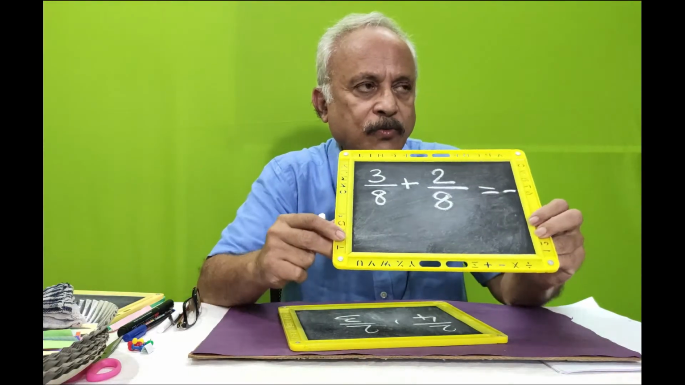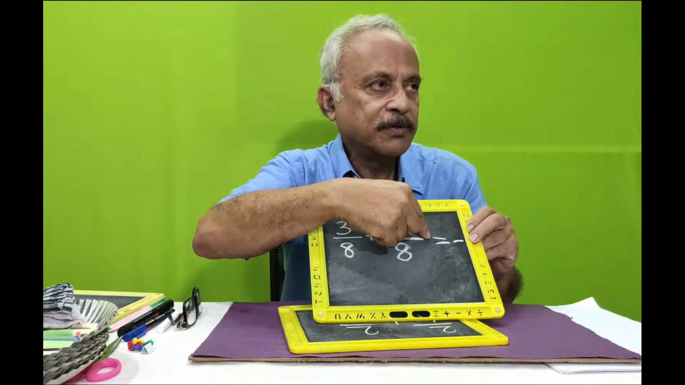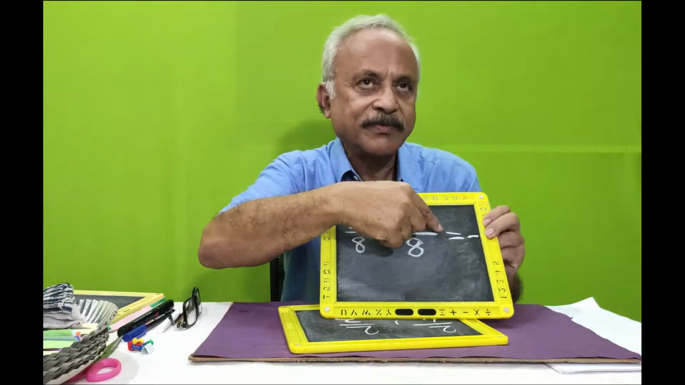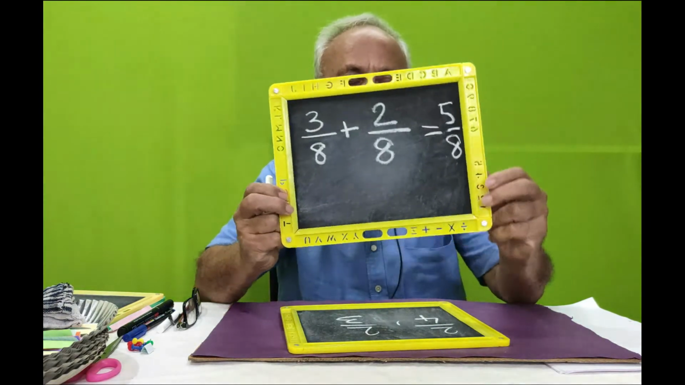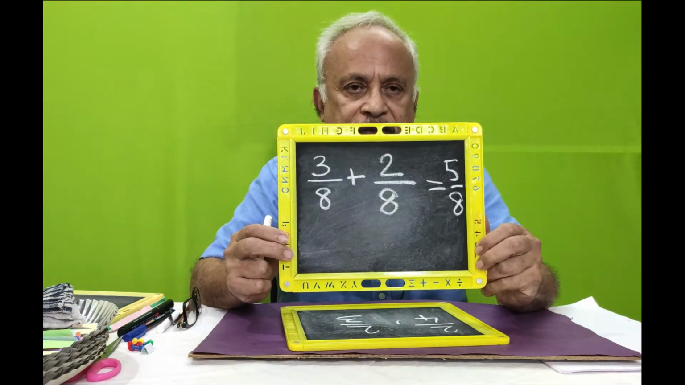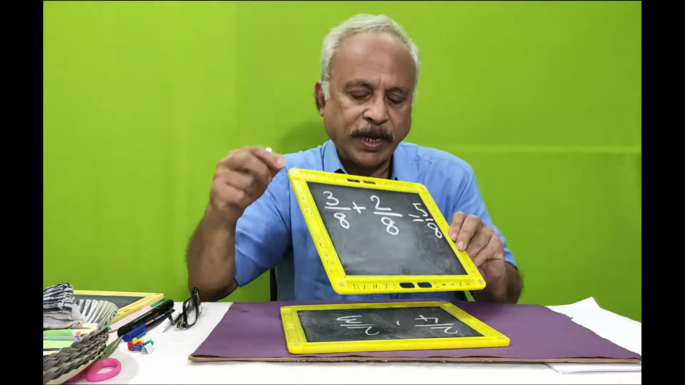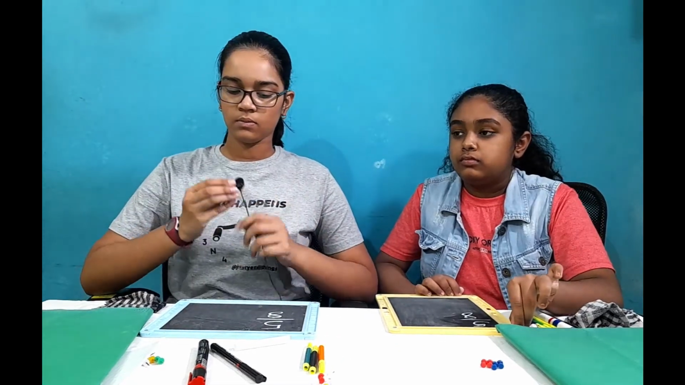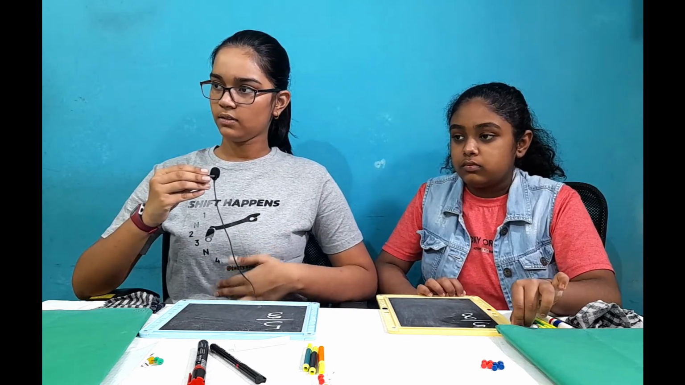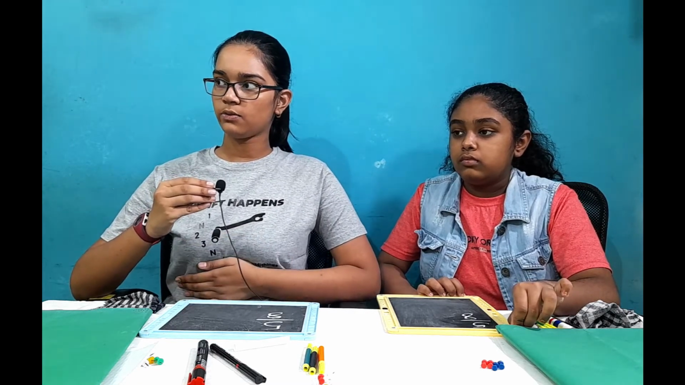So what should I write here? 3 by 8 plus 2 by 8 is equal to 5 by 8. 5 by 8. Okay. 3 by 8 plus 2 by 8 is equal to 5 by 8. So Nandita, can you tell me where did I get this 5 from? 1 upon 8 plus 1 upon 8 plus 1 upon 8 is 3 upon 8 plus 1 upon 8 plus 1 upon 8, which is 2 upon 8, is equal to 5 upon 8.